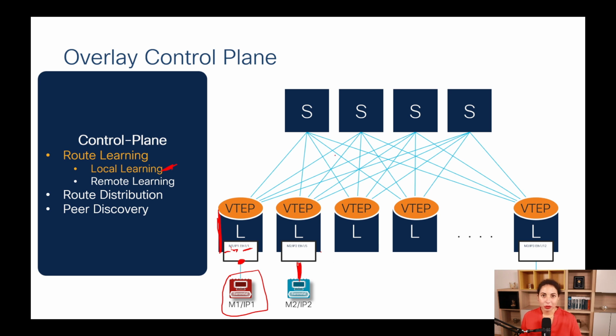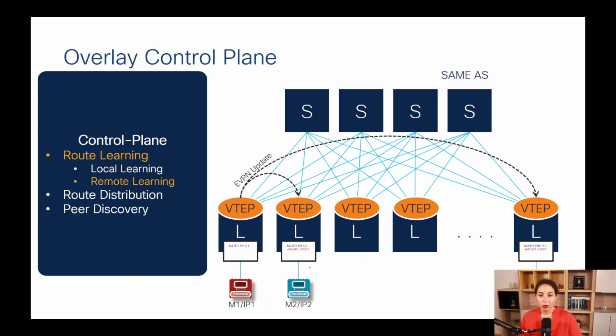You might ask yourself the question, what about the silent hosts? We will cover the silent hosts in a further section, not in this video, but in another one. In any case, the key takeaway is that we know how to handle the silent hosts. Coming back to our slide, for example, leaf 2 will learn that MAC2/IP2 is reachable over its attached interface 1/5. And then leaf N will learn that MAC3/IP3 is reachable over its locally attached interface 1/12. So this is what we call the local learning.